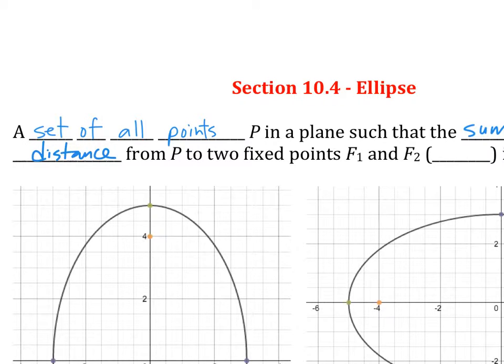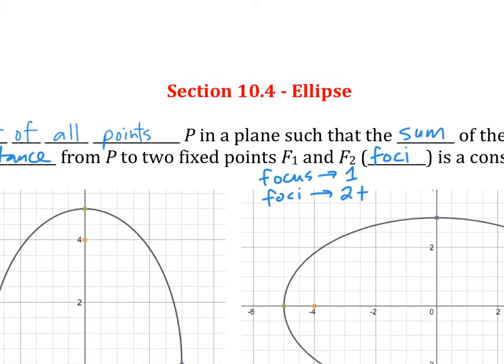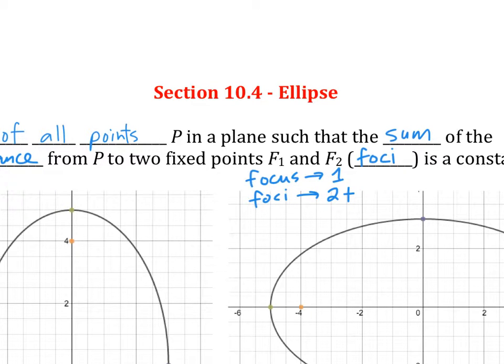F1, F2 are going to be the foci of the graph, but focus means just one. If we have a plural form of focus, we say foci. That is two or more. So F1, F2 are foci. And then that sum is a constant K. The distance between any point on the ellipse to the two foci, if we add it up, is going to be a constant K.